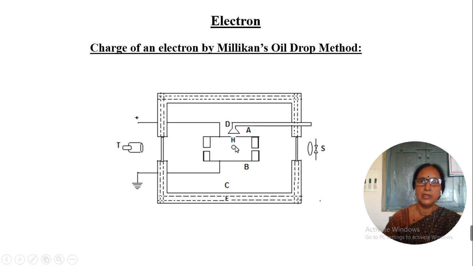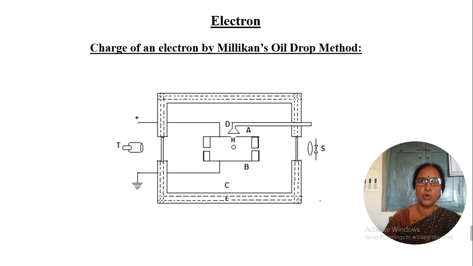The drop is observed by illuminating it with the help of an arc lamp here, and the movement of the drop can be observed with the help of a short focused telescope which is fitted with a millimeter scale. So this is all about the experimental explanation or the construction of the apparatus.